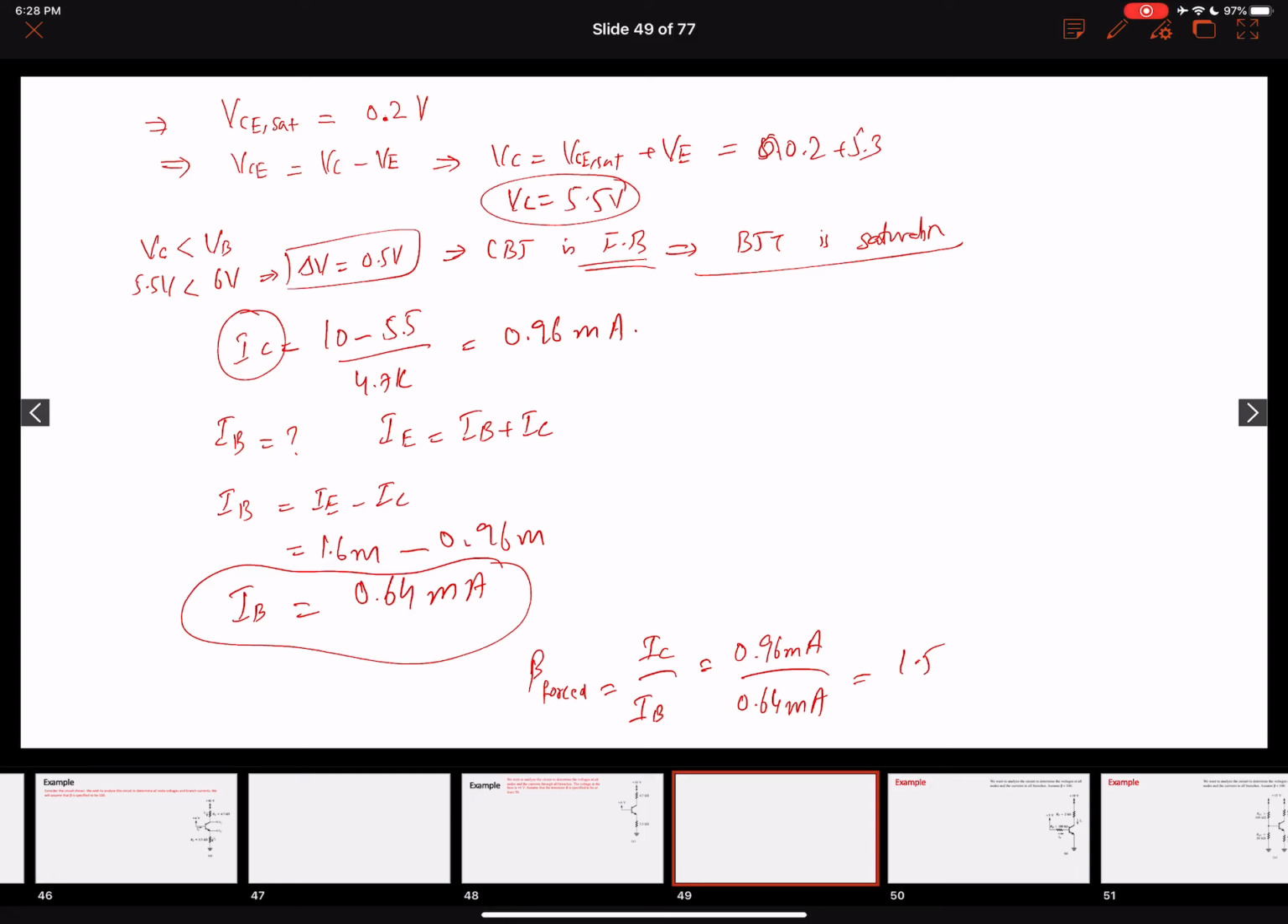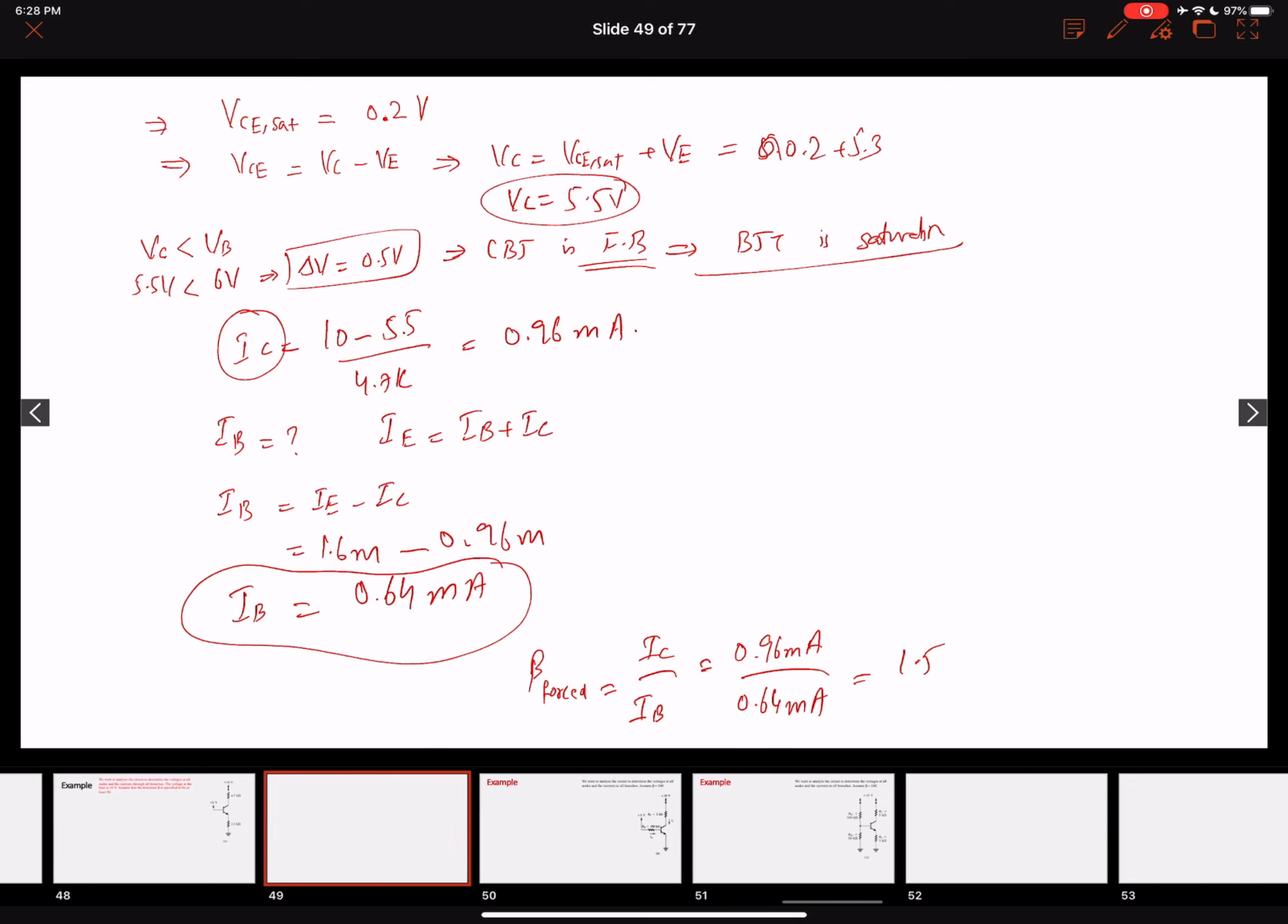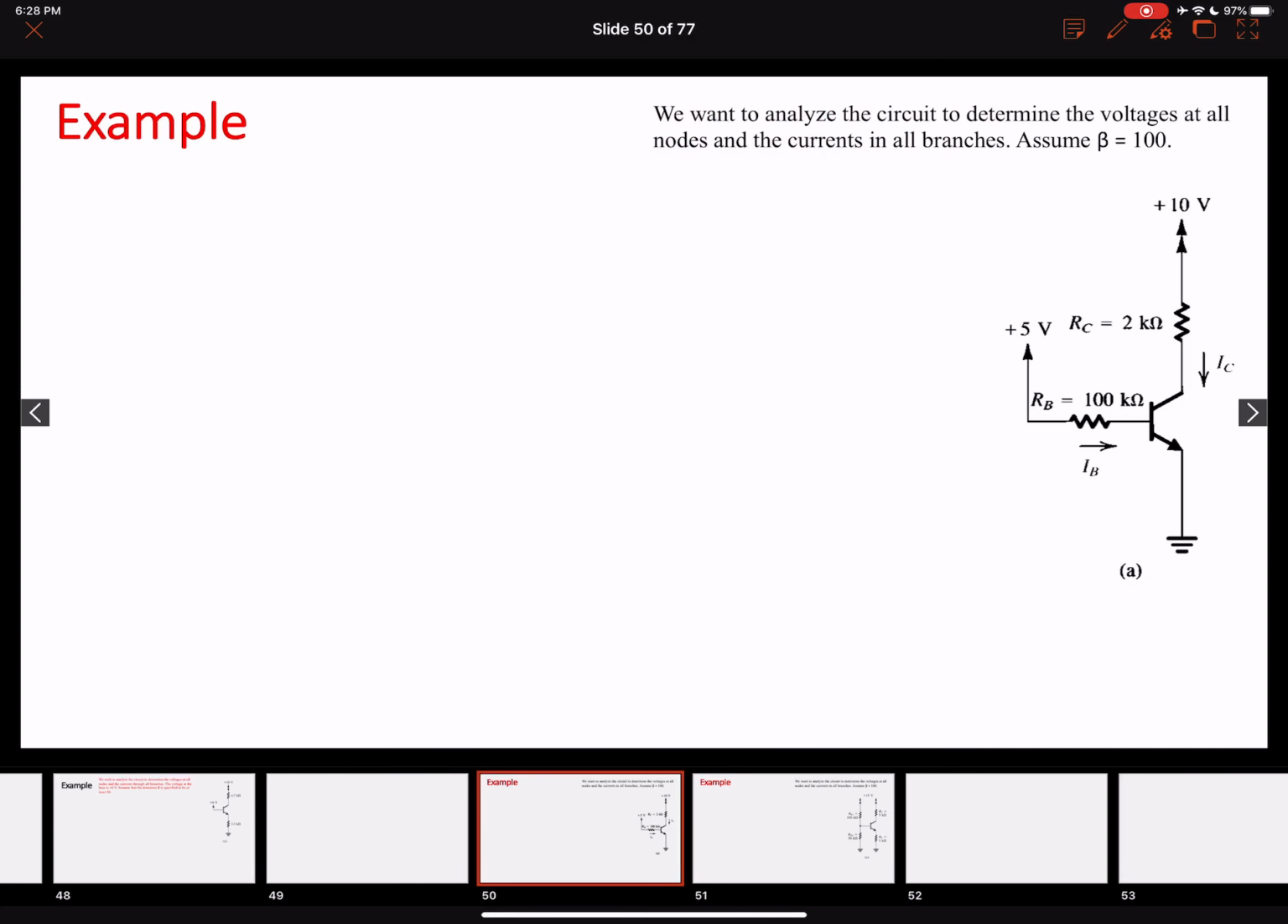And this value is significantly smaller than the value of the beta when the transistor is operating in the active region. And again, kind of a conceptual thing here, why is the value of the beta in the saturation region smaller? Because our base current increases and the collector current decreases as the collector to base junction moves from reverse bias condition to the forward bias condition. Okay, so this is good. Let's do one more example now.